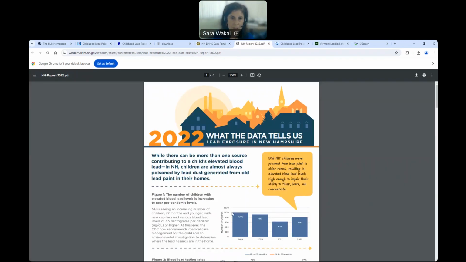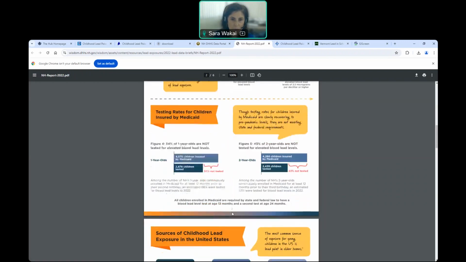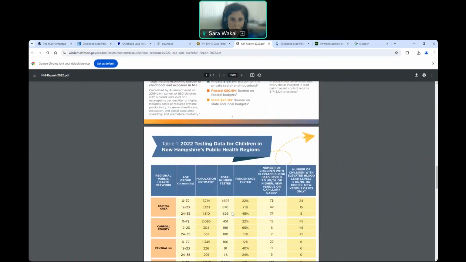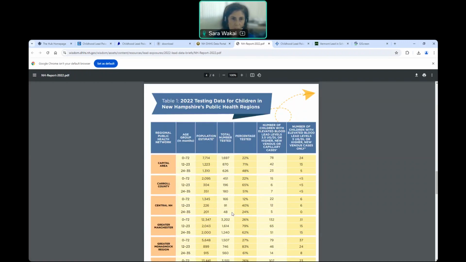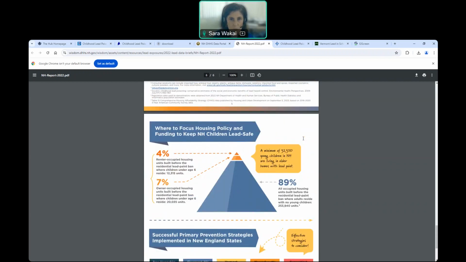New Hampshire also has a nice fact sheet that can give you some information. I'm just going to scroll through it very quickly because I wanted to show you. Here they have information listed by Regional Public Health Network, and it's the 2022 testing data for children. So if you wanted to look at your county and group, percent tested, and then number of children with elevated blood levels, you have two different thresholds, the 3.5 or the 5.0. So that might be useful for your reports.